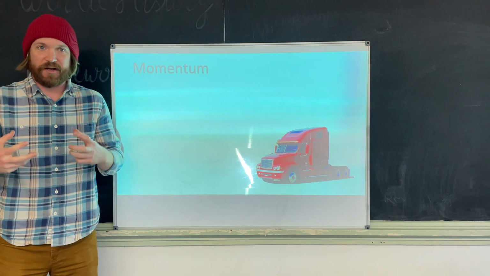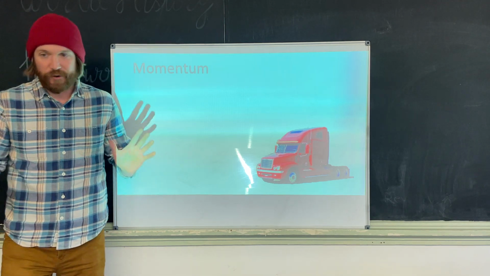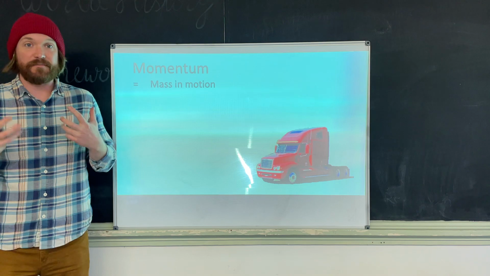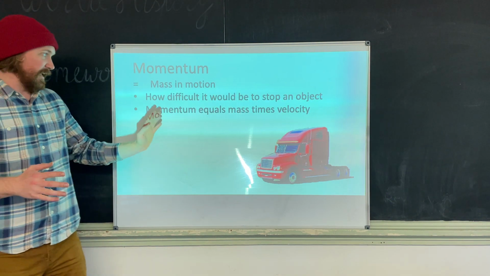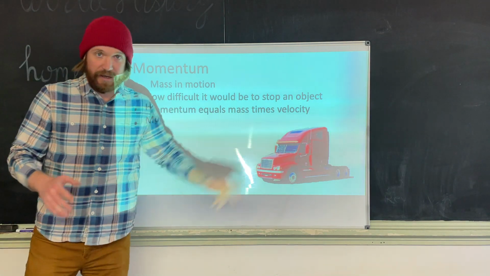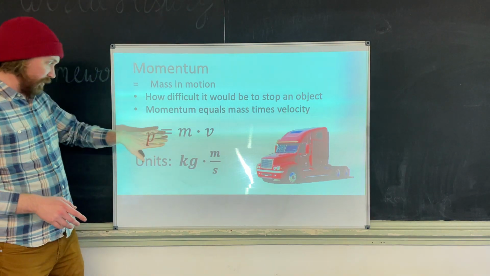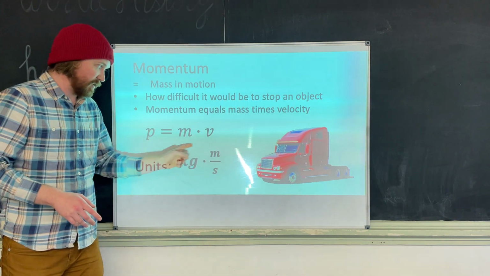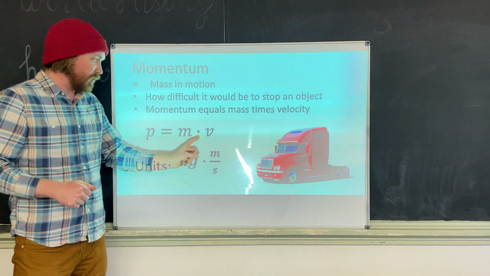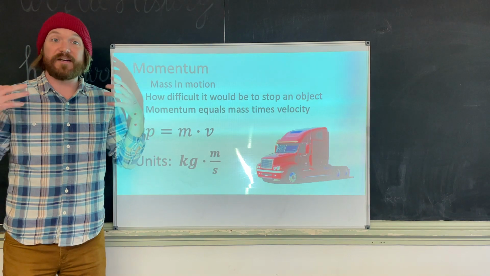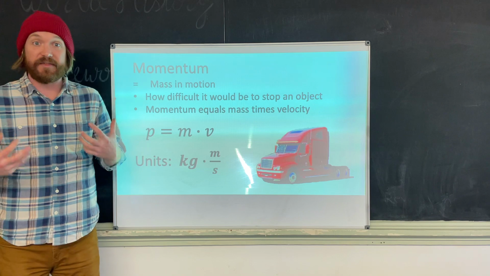You're going to hear me talking about this a lot. Momentum is one of the simplest concepts that we see all year. Momentum is mass in motion. That's it. To find momentum, all you have to do is take the mass of the object and multiply it by its velocity. We use P for momentum. You take the mass of the object, multiply it by its velocity, and you find its momentum. The bigger the momentum, the more difficult it is to stop that object.